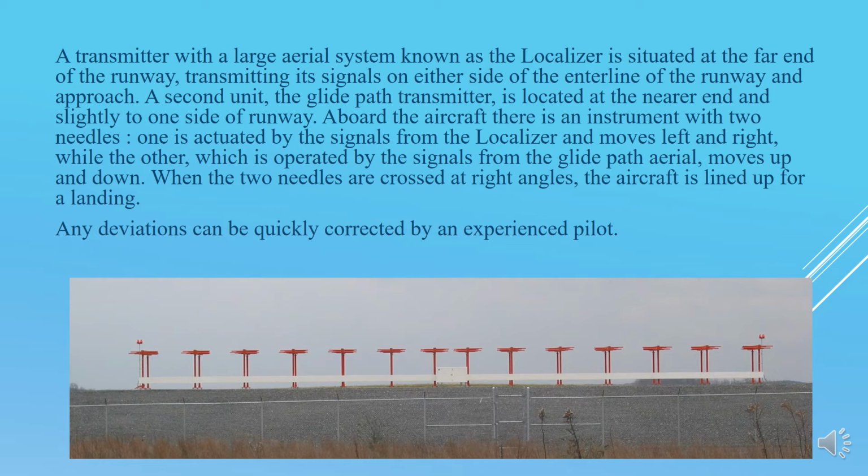Aboard the aircraft there is an instrument with 2 needles. One is actuated by the signals from the localizer and moves left and right, while the other, which is operated by the signals from the glide path aerial, moves up and down. When the 2 needles are crossed at right angles, the aircraft is lined up for a landing. Any deviations can be quickly corrected by an experienced pilot.